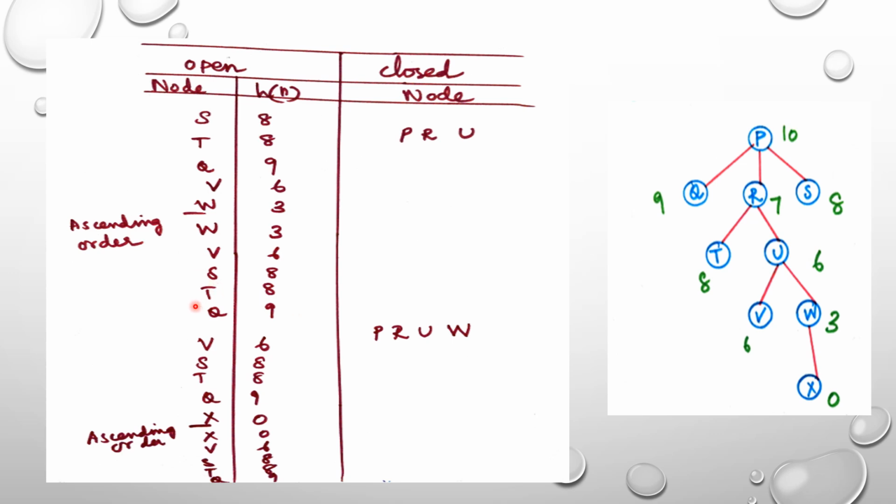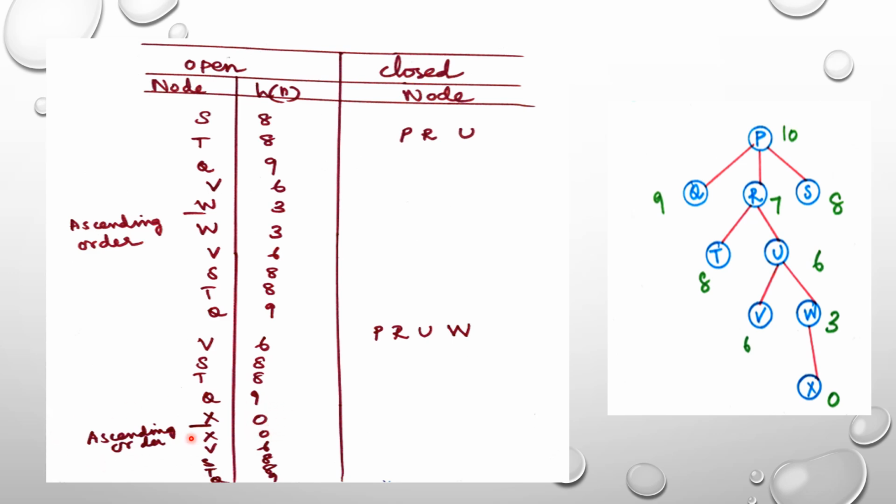Now what is the next step? We move the least value node from the open list to the closed list. So W is moved from the open list to the closed list. So now we have P, R, U, W. Then we expand or explore W. W is connected with X. So we keep that X value in the open list with the h of n value 0.